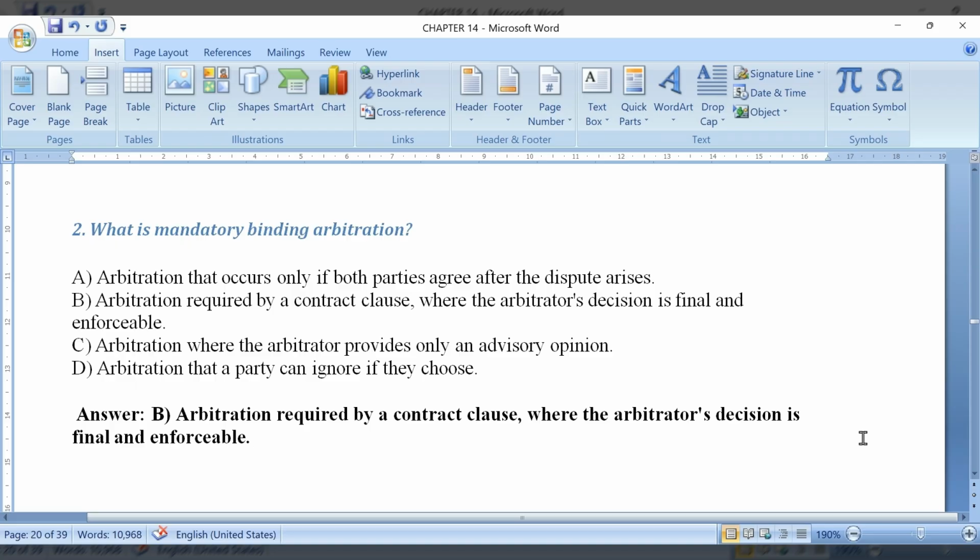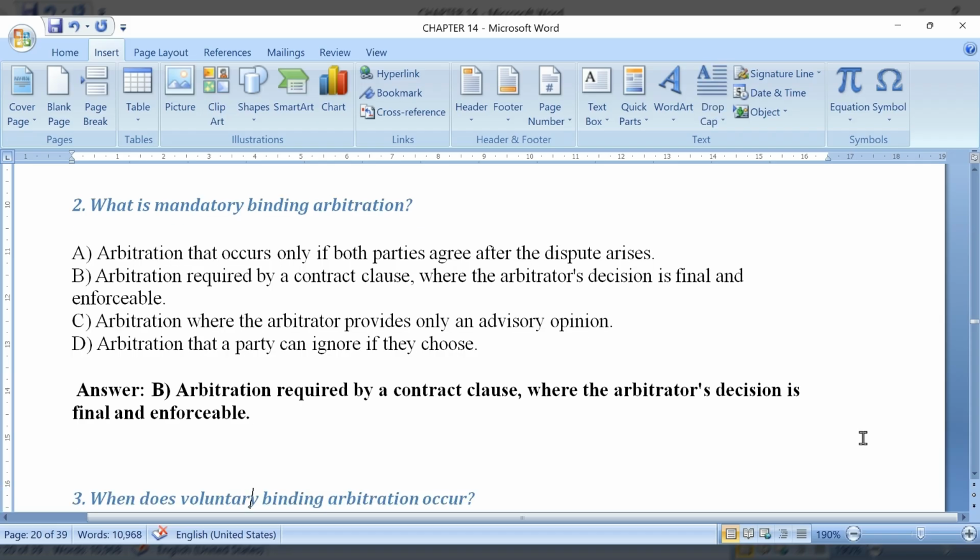Answer. B. Arbitration required by a contract clause, where the arbitrator's decision is final and enforceable.